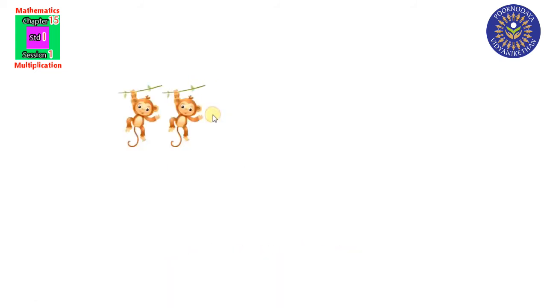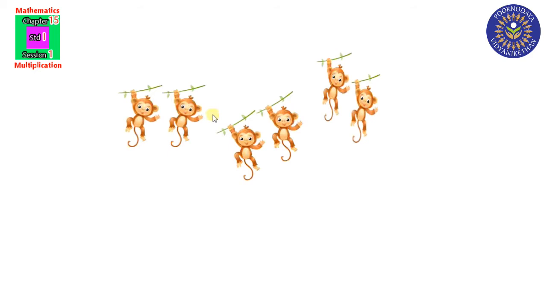Okay. Now, look here. There are 2 monkeys. 2 more monkeys join with them. Now, total how many monkeys are there? 1, 2, 3, 4, 5, 6. Altogether 6 monkeys. Or we can say 3 groups of 2 monkeys. 1, 2, 1, 2, 1, 2.